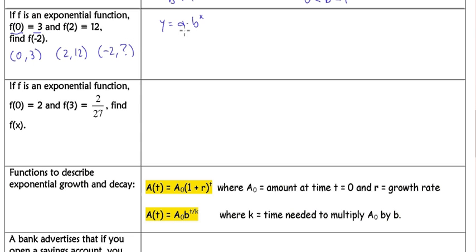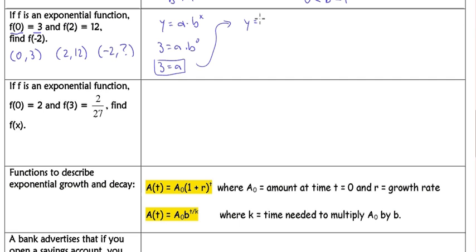Okay, to start out, we're going to plug 0 and 3 into our function and see what we get. So we have 3 equals a times b to the 0 power. This is going to be really helpful because we know that b to the 0 power, or anything to the 0 power, is 1. So we have 3 equals, well, what's 1 times a? It's just a.